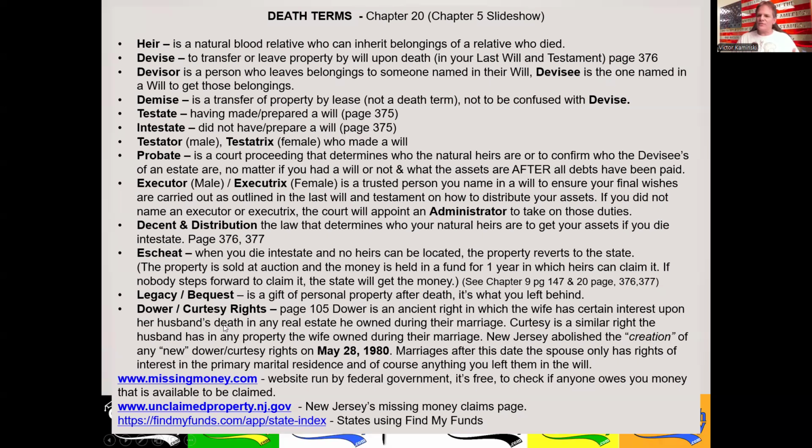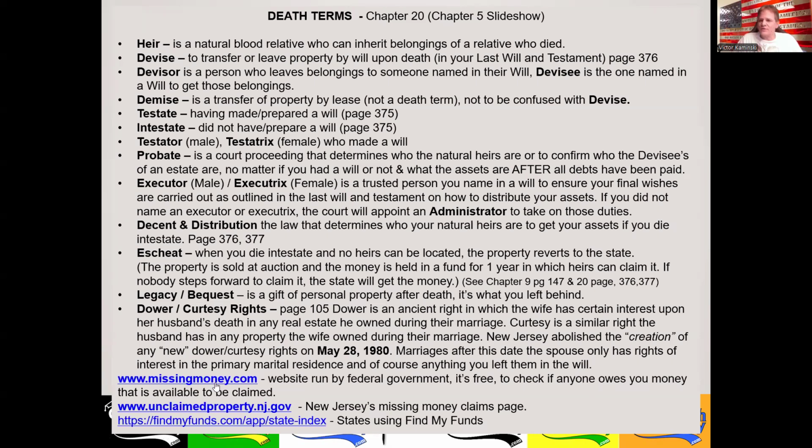Dower and courtesy are those ancient rights that New Jersey has, where a spouse can claim they have an interest in all of their spouse's assets upon their death. So dower is the wife's right and courtesy is the husband's right. New Jersey abolished the creation of any new dower or courtesy rights on May 28, 1980, a date we must memorize. Because before then, there was dower and courtesy rights, but after that date, it's simply the right of joint possession for the primary marital residence, and your spouse has to leave you at least 1/3 of the estate after May 28th, 1980.